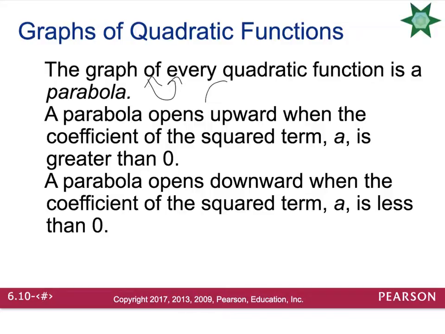It can either open up or it can open down. A parabola is going to open up when the coefficient a is greater than 0. I always tell people it opens up like a cup. The parabola is going to open down when the a coefficient is negative, and I always tell people down like a frown.